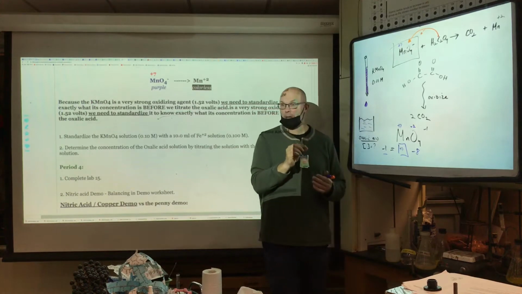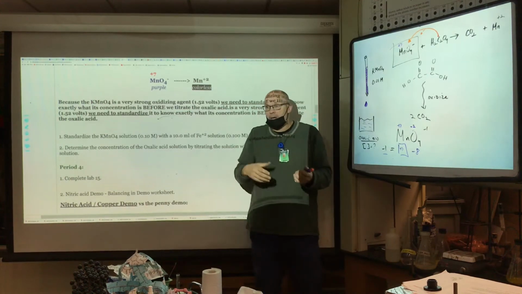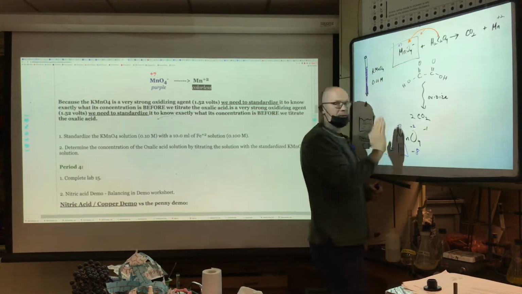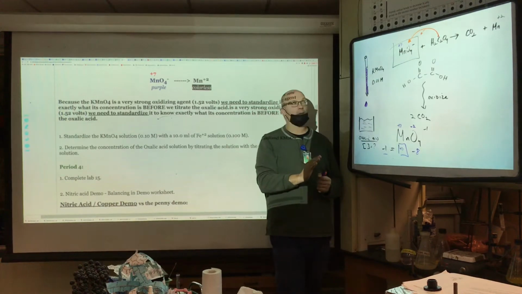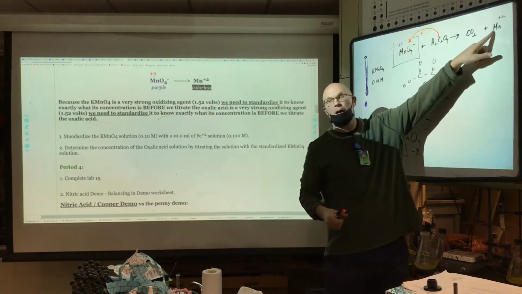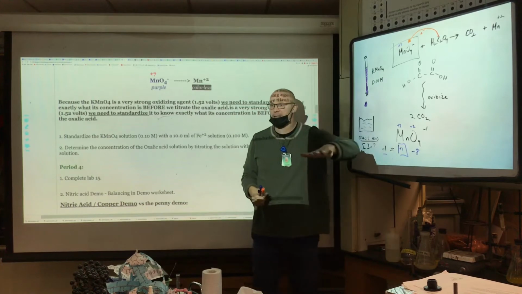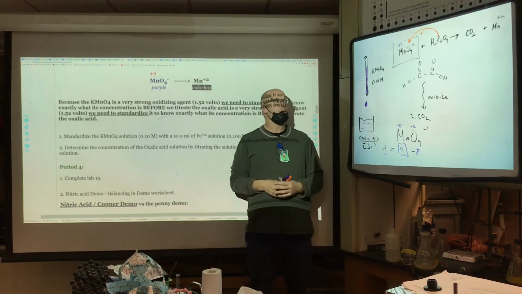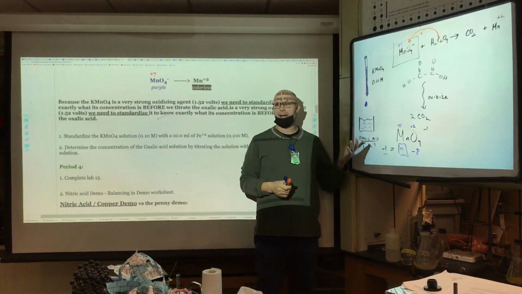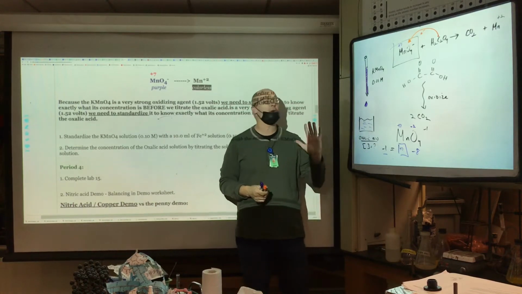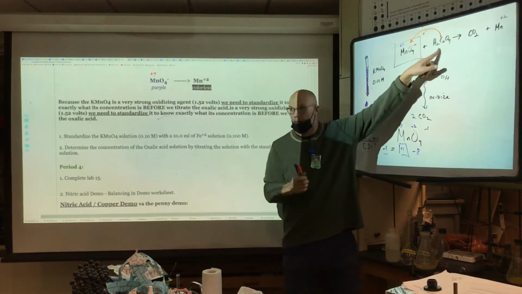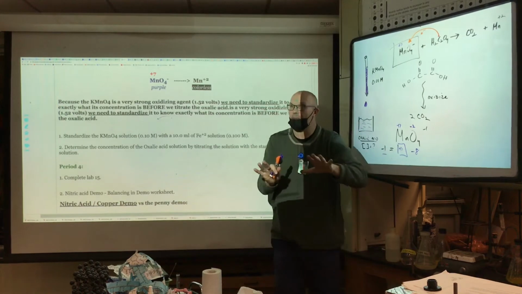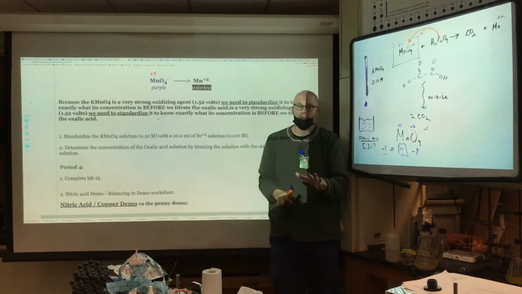Why would the purple color persist? Because there's no more what? Oxalic acid to gain electrons from and change into a color solution. So when the purple persists, it means you've run out of all the electrons that the oxalic acid can give, which means that you have completely oxidized all of the oxalic acid. That's the difference here. Everything else is the same, okay?